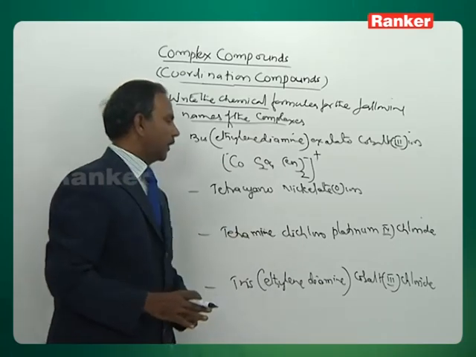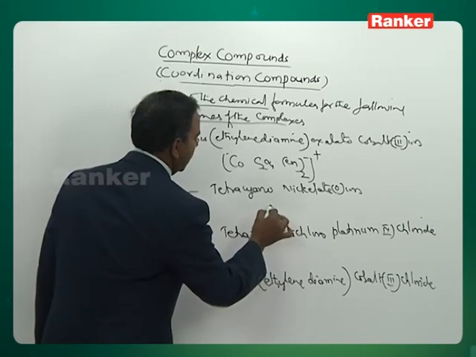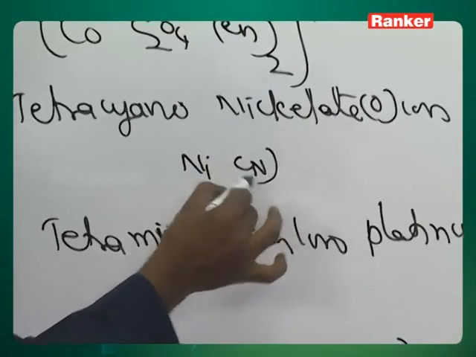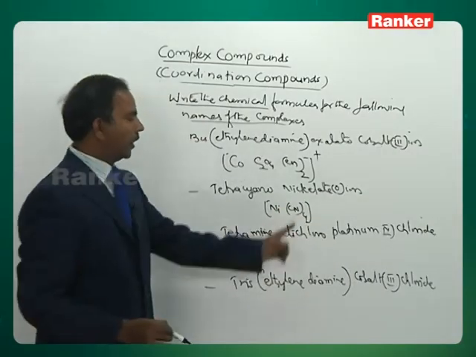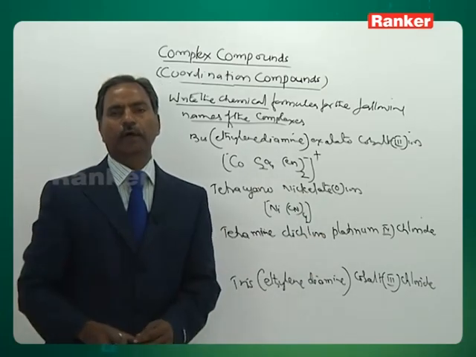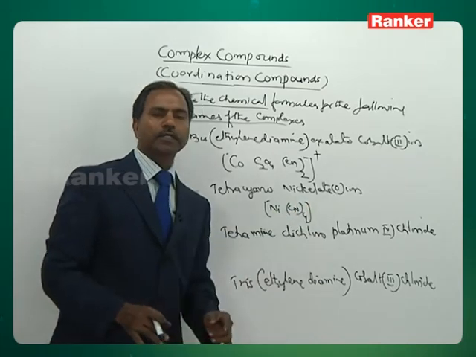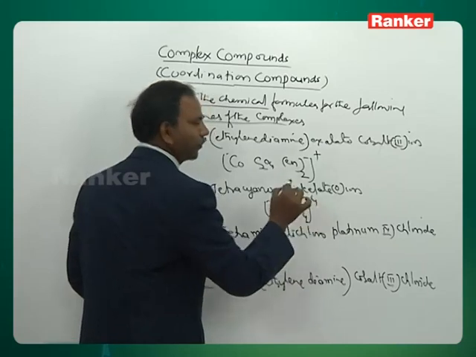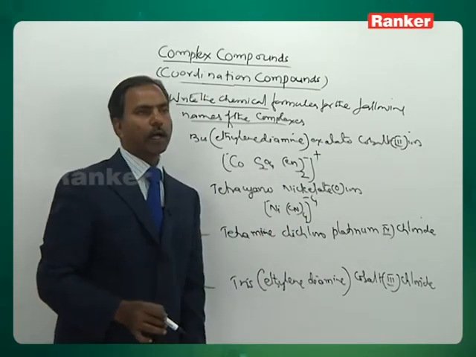Coming to the next one, tetracyano nickelate 0. First you write nickel, the metal; only one type of ligand is there. Then you write tetracyano. Then nickelate 0. Nickelate stands for what? It is carrying a negative charge, the anionic complex. Moreover, you have to make the oxidation number of nickel 0. Then 4 charges you have to put. Then it is tetracyano nickelate 0 ion.